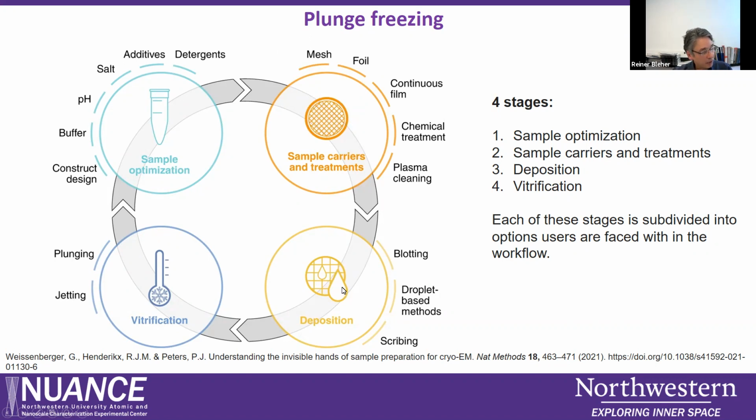And of course, deposition is something where we do not have a great variety of options here with our Vitrobot. Obviously, we deposit the sample with a pipette, and the sample is then blotted to remove excess fluid before freezing. But there are other techniques available on the market or emerging, which are droplet-based methods or scribing methods. But I will talk about one of those methods later briefly. But at the moment, we only have this blotting option. And of course, with vitrification, we are doing the plunging, but there's also jetting available.